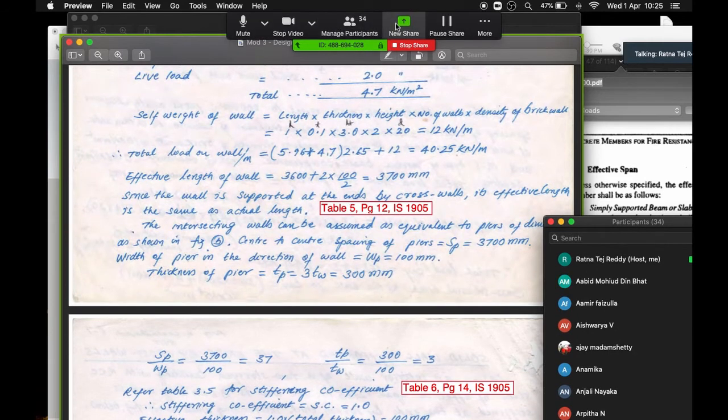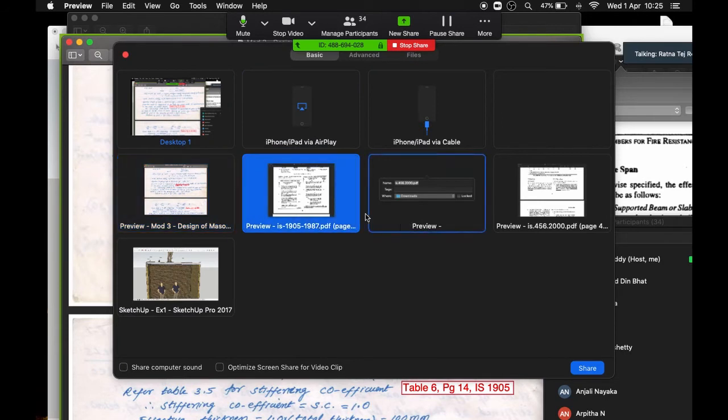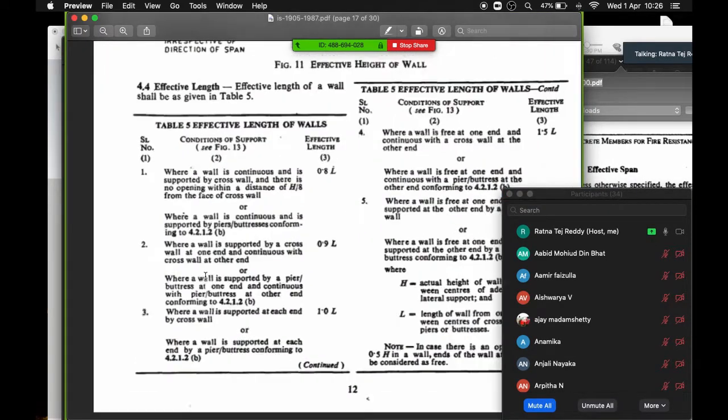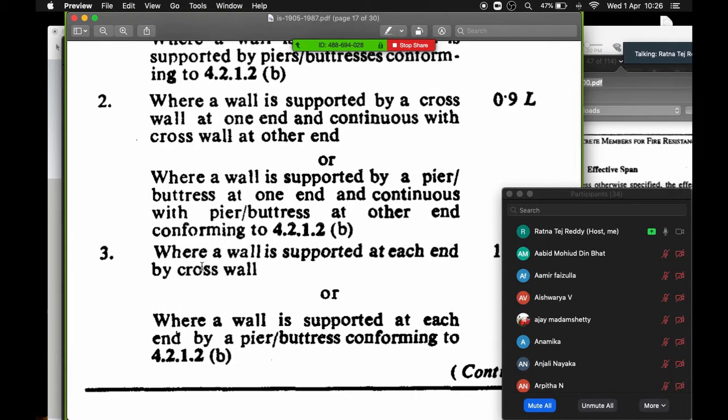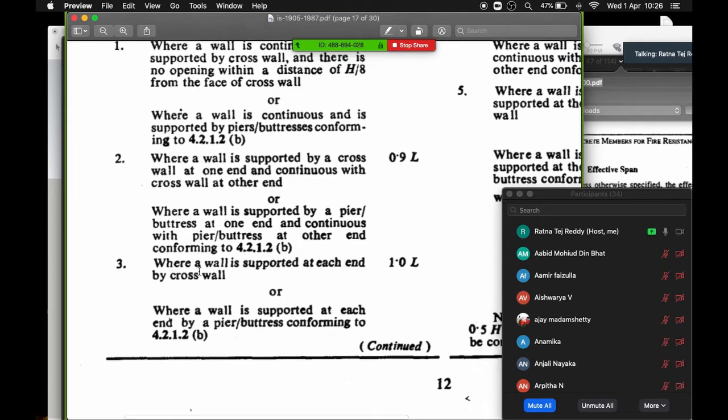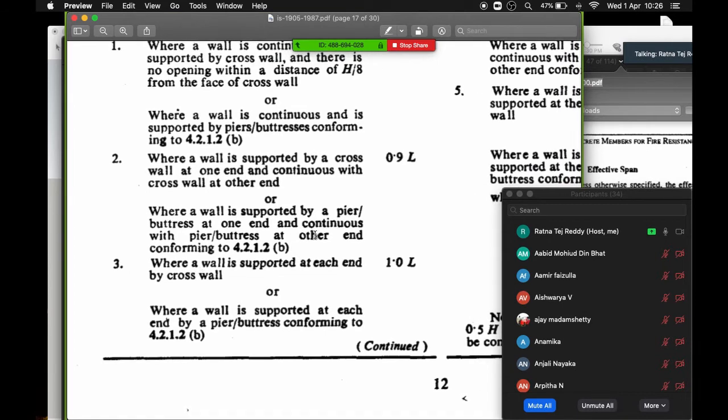Let me take you to table 5. In table 5, if you see condition 3, where the wall is supported at each end by a cross wall, it's the same condition which we have in the model. Both sides of the wall which we have to design are supported by a cross wall, and if that is the case, it is just the length multiplied with 1. The length will remain the same, 1 times its actual length.